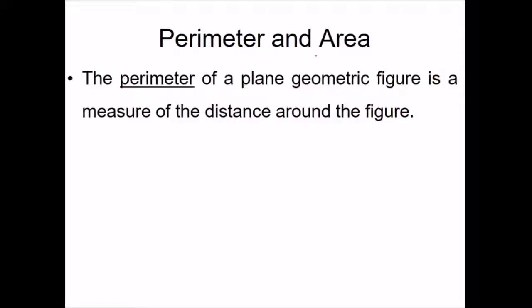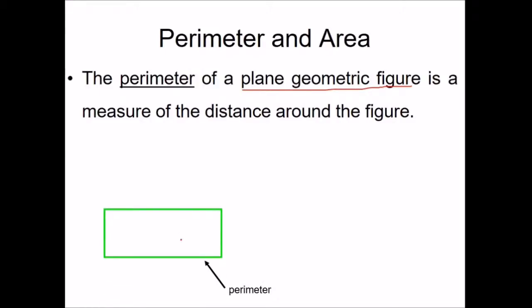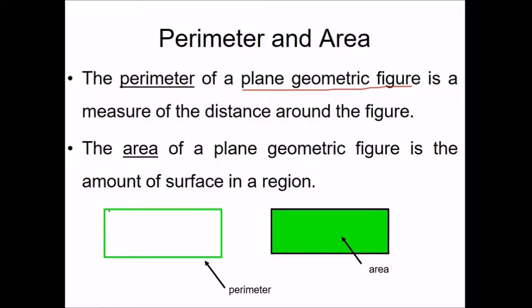Now perimeter and area. The perimeter, you can say, for any plane geometric figure, is the measure of the distance around the figure. For example, what you do, you start from here, take a walk and come back again walking on this green line. The distance you have traversed is the perimeter of any plane geometric figure. While the area is this boundary, what area it covers. This is the area. So area is the amount of surface which is in the enclosed region.